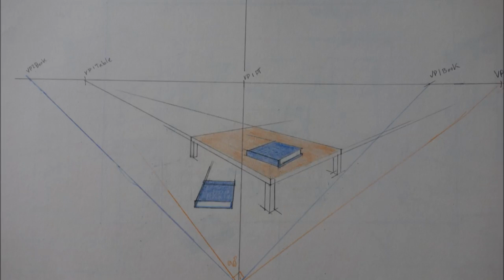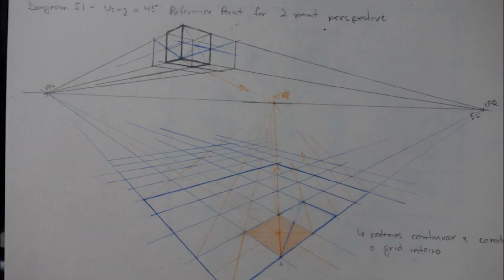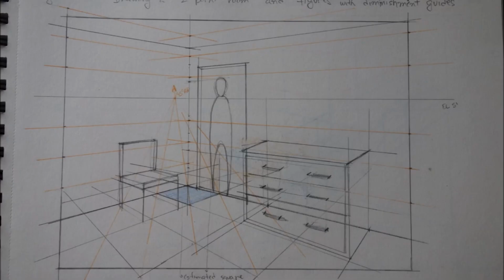So more and more examples, different 2-point cases when you have books going in a 1-point setup, in a 2-point setup, in the table in a different 2-point setup. So that's really important to understand multiple points, vanishing points.